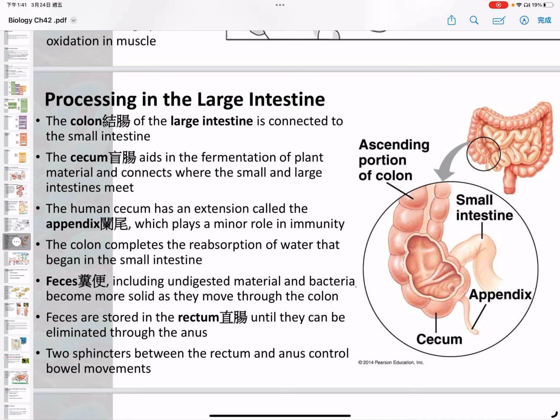And the second is the cecum. It aids the fermentation of plant material and connects where the small and large intestines meet. And so the cecum is a very important thing in animals that eat a lot of plant material. So compared with other mammals, we humans actually have a small cecum. The next one is the appendix. It plays a minor and dispensable role in our immunity.